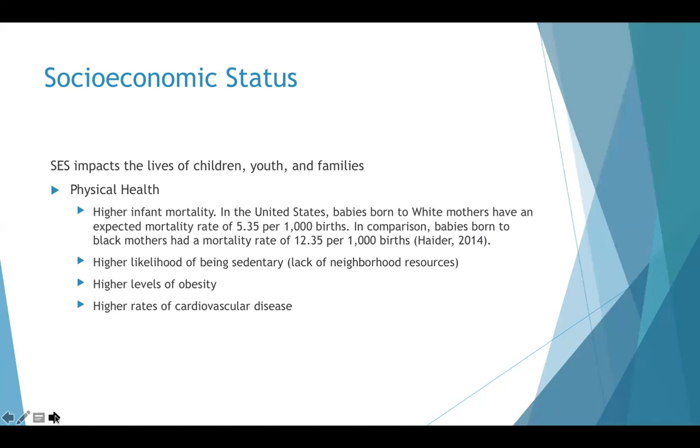Socioeconomic status impacts physical health. There is higher infant mortality. In the United States, babies born to white mothers have an expected mortality rate of 5.35 per 1,000 births, in comparison to babies born to Black mothers, who have a mortality rate of 12.35 per 1,000 births. There is a higher likelihood of being sedentary or lacking neighborhood resources, higher levels of obesity, and higher rates of cardiovascular disease.